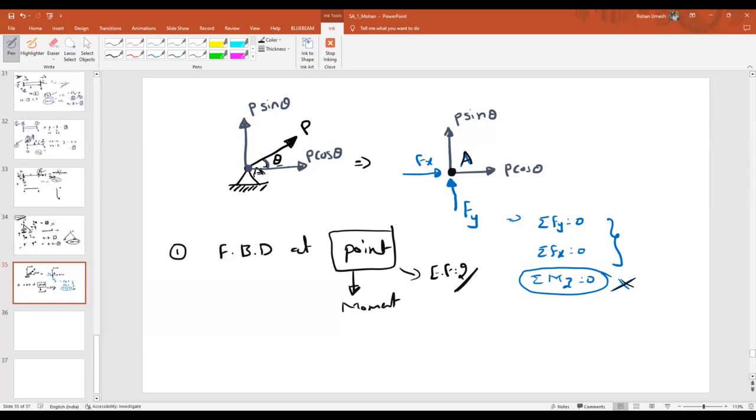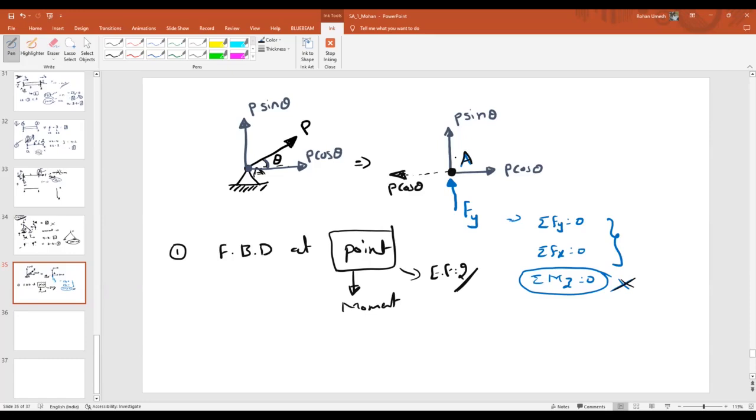There is an external force P cos theta acting at point A along the right side direction. How will you balance it? By opposite direction. So here initially I have represented the right side direction, but instead I can say left side direction to balance it. I will consider a force P cos theta in the opposite direction.